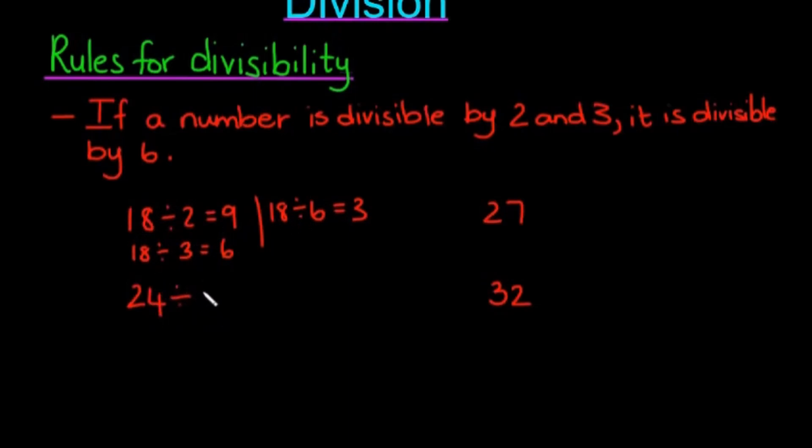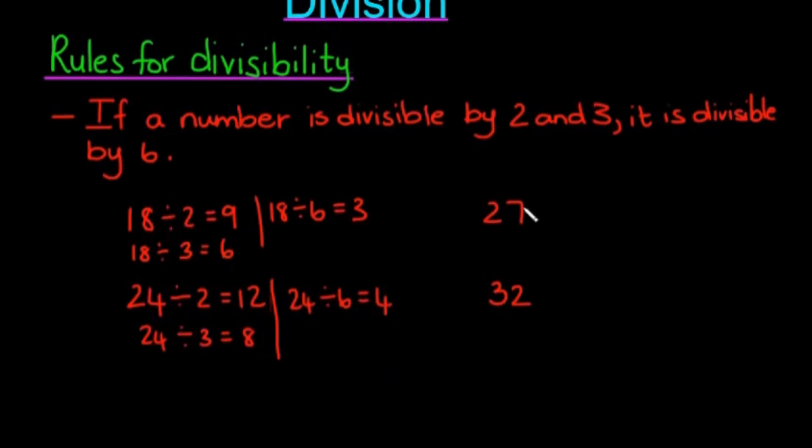Likewise, 24 divided by 2 gives me the answer of 12, and 24 divided by 3 gives me the answer of 8, meaning that if I go 24 divided by 6, I'm going to get the answer of 4. So because I get whole number answers when I divide 24 by 2 and 3, it means that when I divide 24 by 6, it's going to give me a whole number answer as well.